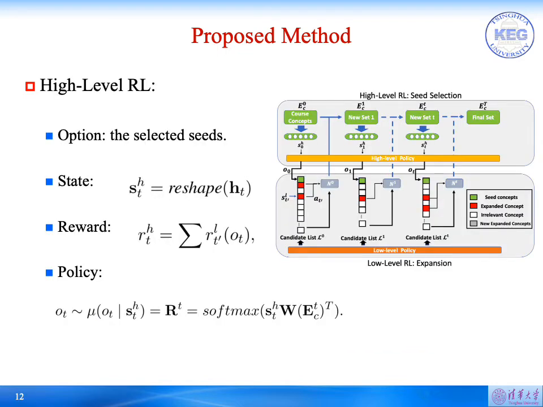The high-level RL is the seed selection stage. The action of this agent is to select the seeds. The state is the given set, and the reward can only be refreshed after the low-level RL has ended. And the policy we use is to optimize the seed selection stage.